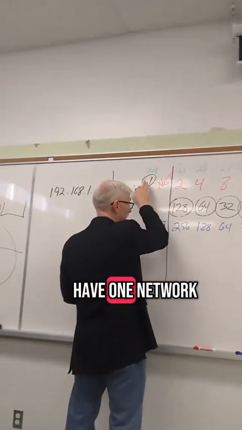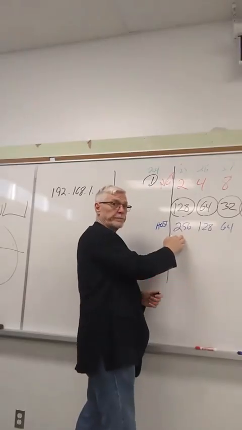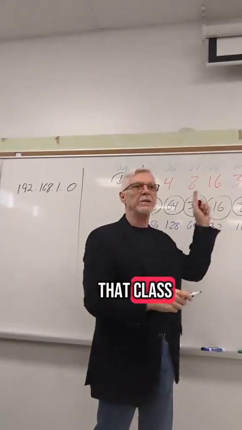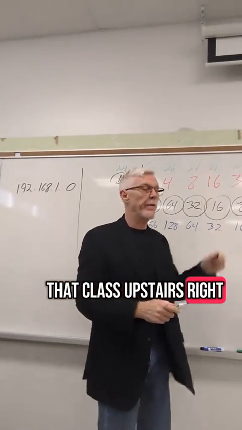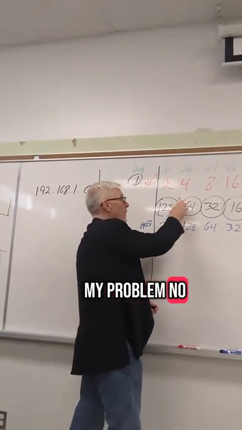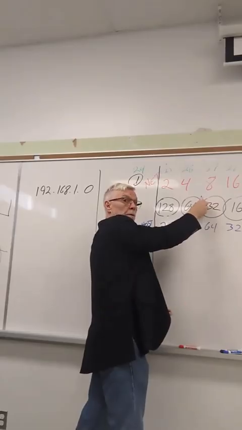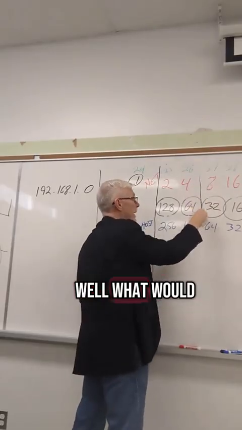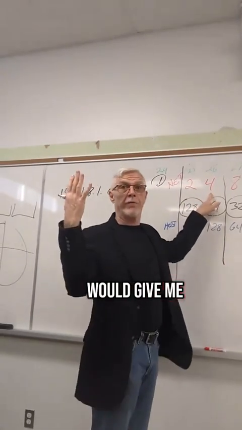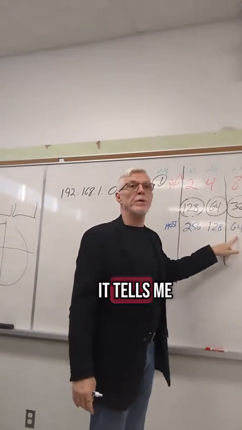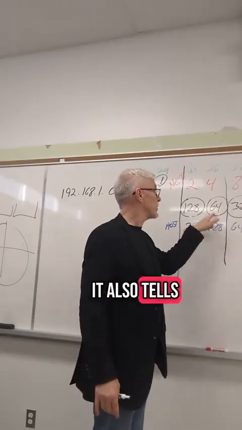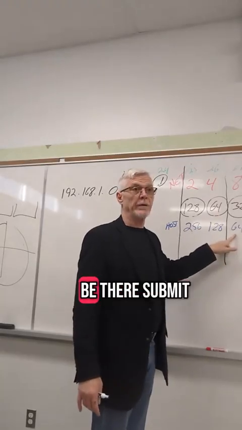So I would have one network with 256 hosts. But I need 4, because I have this class, that, and that class upstairs, right? So if I took 1 bit, would that solve my problem? No. What if I took 2 bits? Well, what would that give me? How many networks would it give me? 4. And then it tells me what the total hosts would be. It also tells me what the network increment will be.